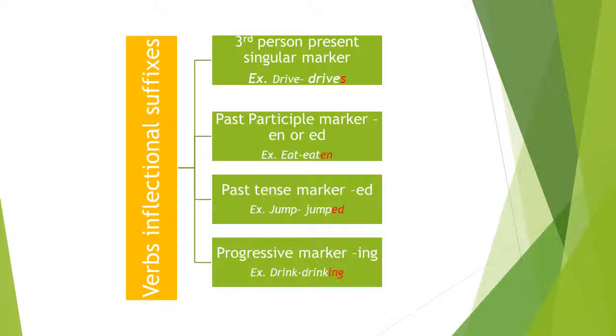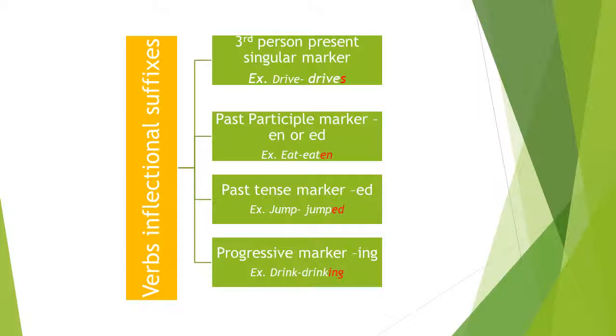The first one is the third person present singular marker. That is the s. So in the example drive, you add the s marker and it becomes drives. He drives the car. Then the past participle marker is the en or the ed. The example of this is the verb eat. You add the en and it becomes eaten.